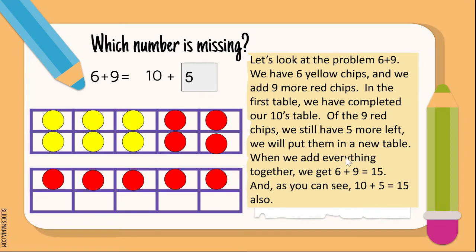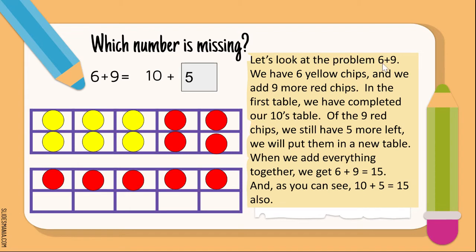6 plus 9 equals 10 plus 5. We have 6 yellow chips and 9 red chips. We complete our tens table and we're left with 5 red chips. 10 plus 5 is 15. 6 plus 9 is 15.